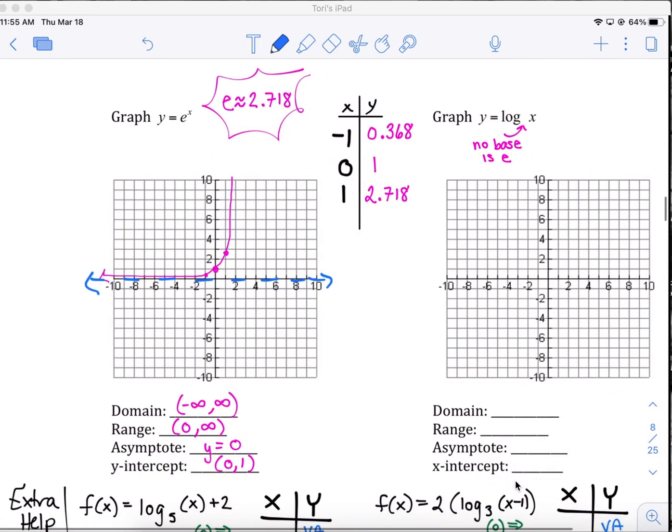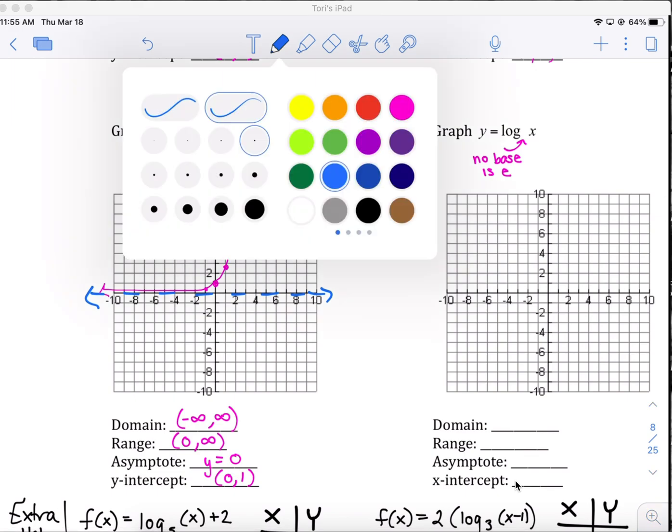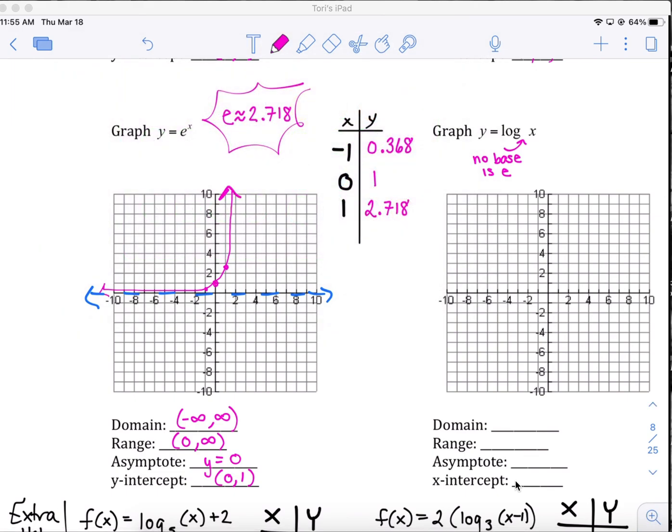So if I fill those in, it should look like this. From negative infinity to positive infinity for my domain. Range is from 0 to infinity. It's above the asymptote. Asymptote's on y equals 0. Y-intercept is 0, 1. Okay.